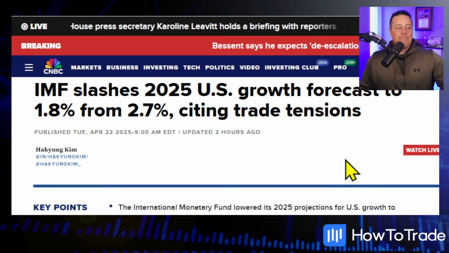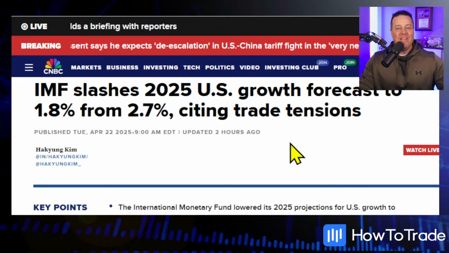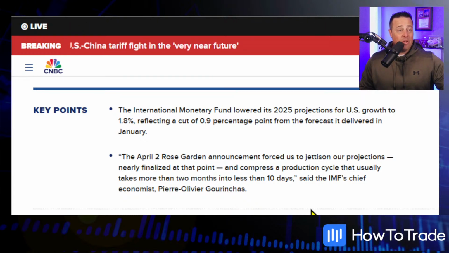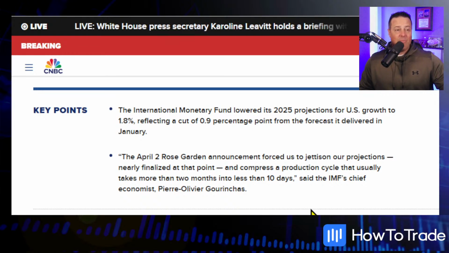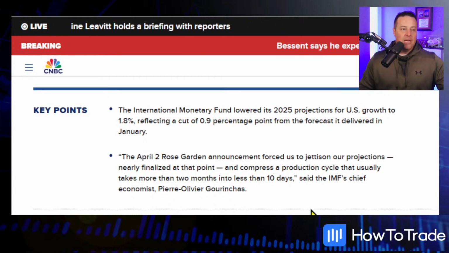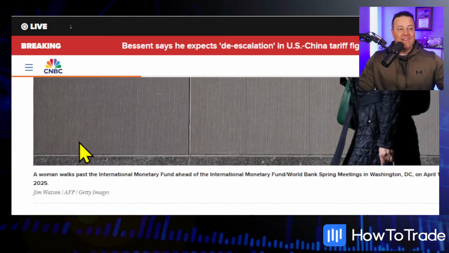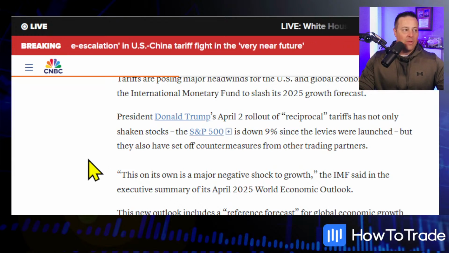So the IMF slashes 2025 U.S. growth forecast to 1.8 from 2.7, citing trade tensions. The International Monetary Fund lowered its 2025 projections for U.S. growth to 1.8, reflecting a cut of 0.9 percentage points delivered in January. The April 2 Rose Garden announcement forced us to jettison our projections, nearly finalized at that point, and compress a production cycle that usually takes more than 2 months in less than 10 days. So basically what the IMF is doing is they're complaining that all the tariffs and all the trade wars are making it impossible to see what exactly is going to develop in the global economy.